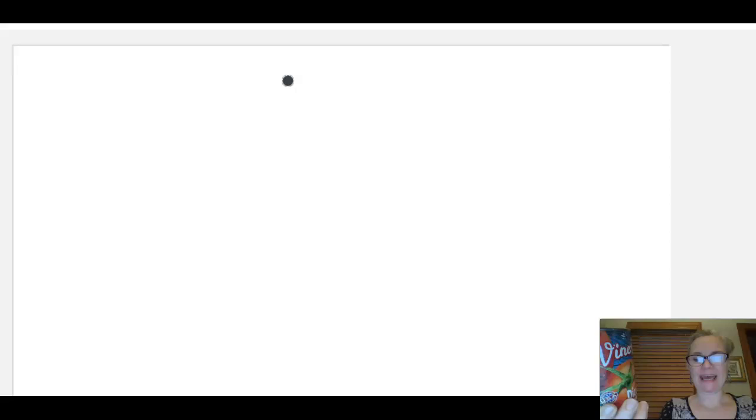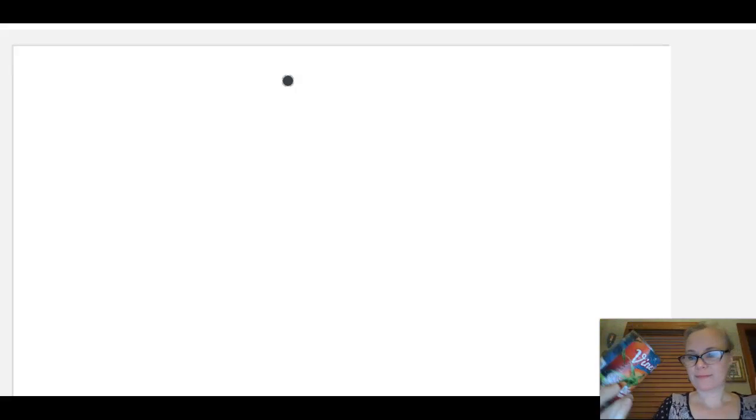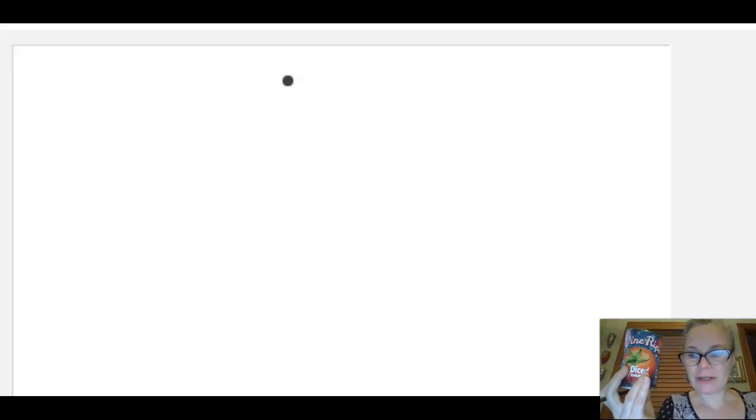So when you look at a can, it is a form. What form is a can? We know our form words. If you said cylinder, you're right. So I'm going to show you how to use shapes to draw something that looks like a cylinder, and we're going to turn that cylinder into a can.